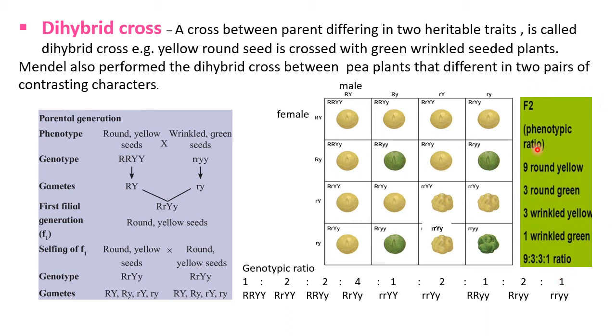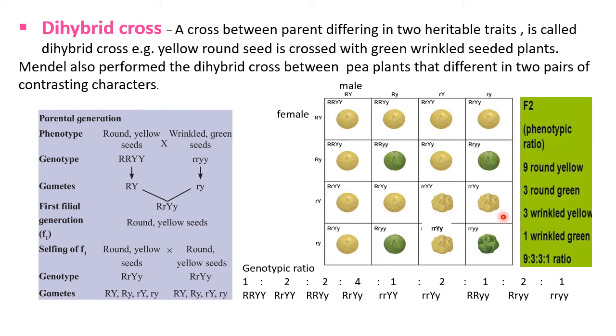Phenotypic ratio is based upon the external appearance of a particular individual or its characters. So here the phenotypic ratio is that in total we see 9 round yellow seeds produced. Here the total is 1 plus 2 plus 2 plus 4, total 9 round yellow seeds are produced.